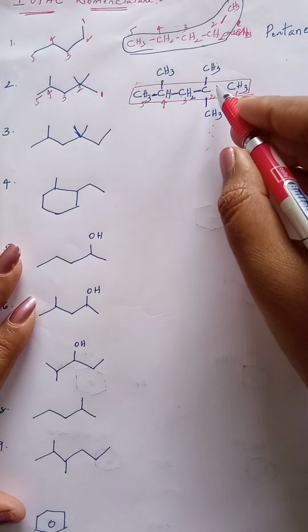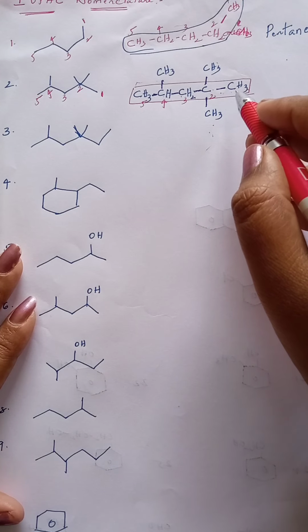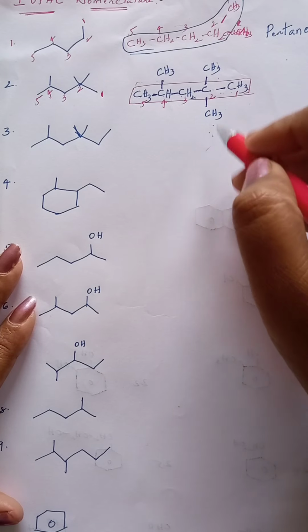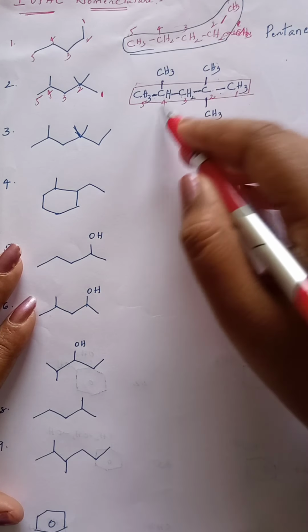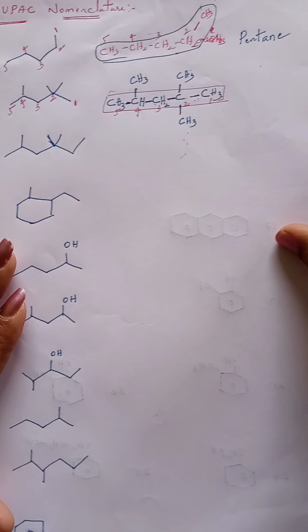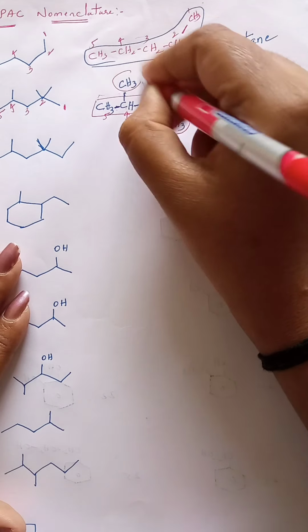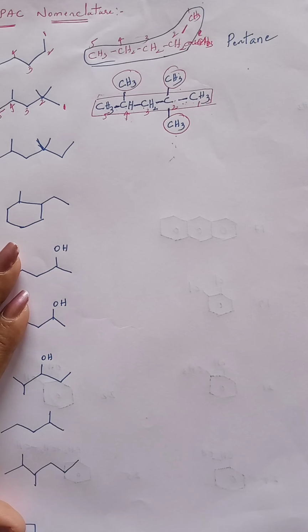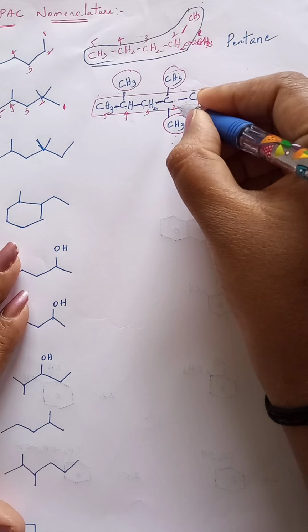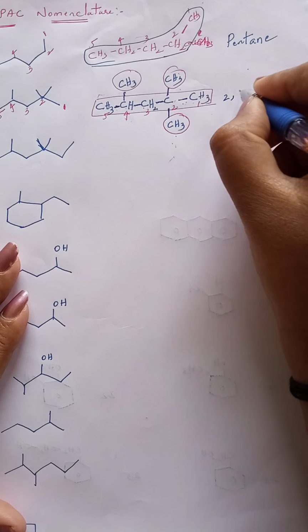So while giving numbering, always give the number in a way where the substituent-containing carbons get the lowest number. In that way only we have to give numbering. Now write the name. These are substituents. First write the locant, meaning where they are located. All three are the same groups. Then write 2, 2.